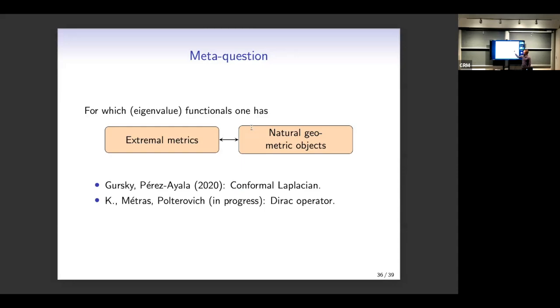But in general, it's something anyone can do. Take your favorite eigenvalue problem and see if there's some geometric counterpart to it, right? It's not clear. In fact, for some problems, there is none. For some problems, there might be. And whenever there is such a case, you can try to do all the same stuff and you might discover some interesting geometric consequences.